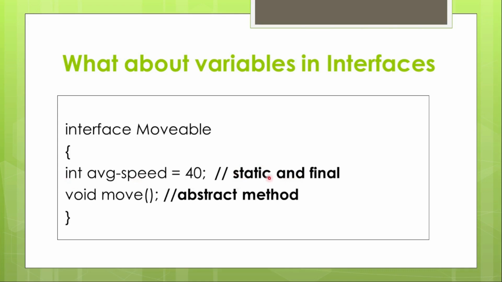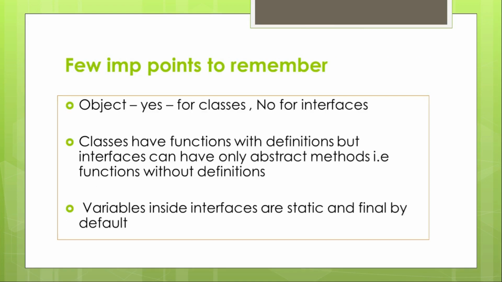By default they are static and they are final. The meaning of final is that you cannot change this value. Once you give any value, it more or less works like a constant. It means that any class which implements this particular movable interface cannot change the value of the average speed variable that belongs to the interface movable, because the 40, or whatever value is assigned, is final. These are the few important points that you need to remember.